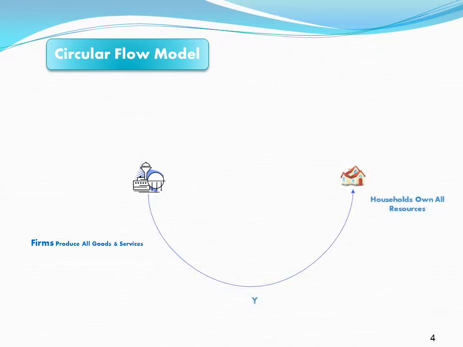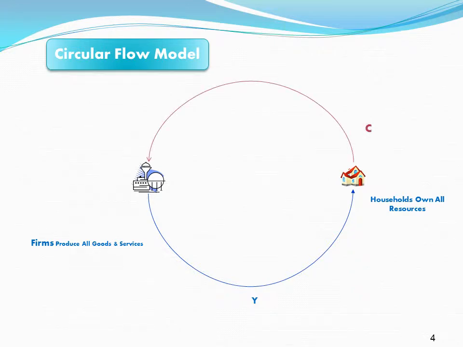Okay, so let's look at the circular flow model in a bit more detail. As we said, firms produce all the goods and services, and households own all the resources. That is, they own the firms, they own labor, land, etc. And in return for supplying these resources to firms, they receive income, which is denoted by Y at the bottom loop of this model. So households receive income, and they basically have two choices for it. They can spend it or save it.